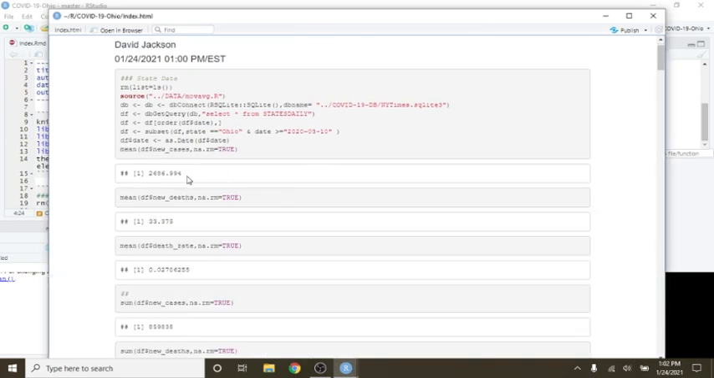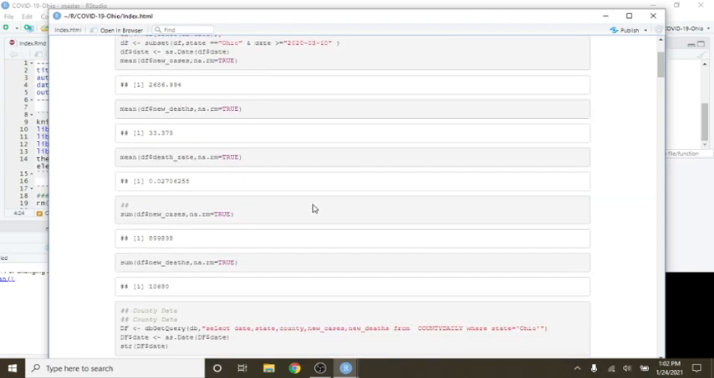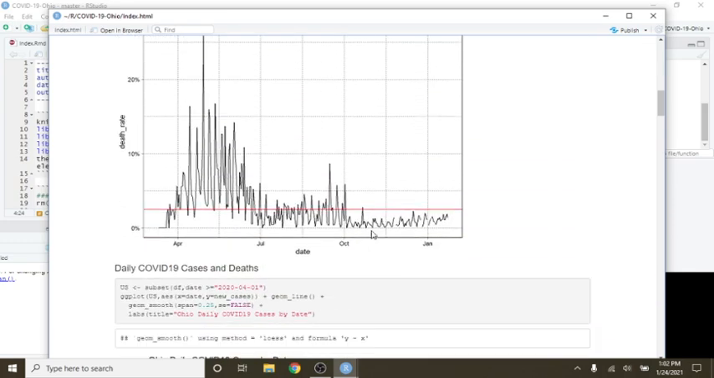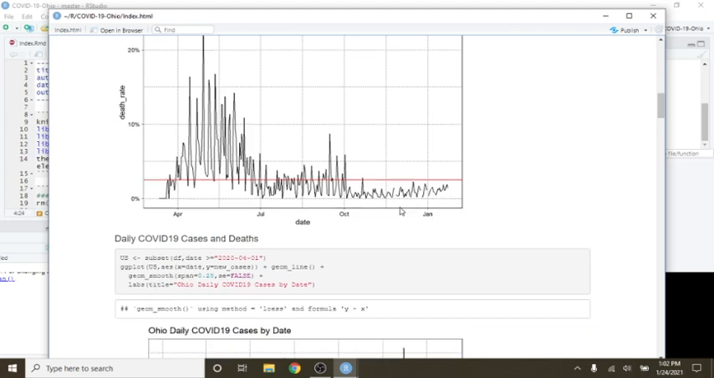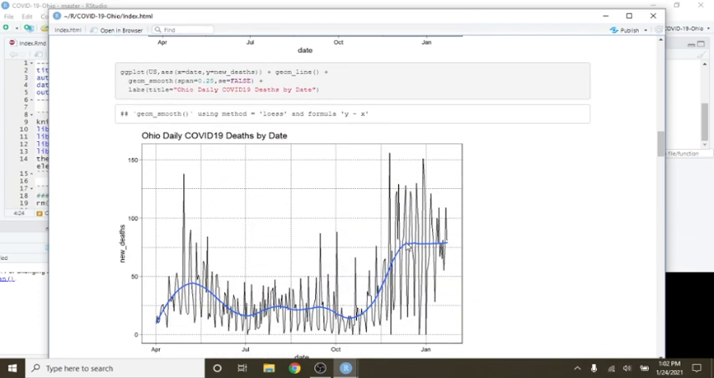You can see that Ohio is averaging 2,636.37 cases per day, averaging 33 deaths with a 2.7% mortality rate, and a total number of cases 859,000 and change. Total deaths 10,680. Now, if you look at the mortality rate, you can see that the daily mortality rate is still remaining below that 2.7% mortality rate average. You can see why, because cases are continuing to decline, and deaths have leveled off.